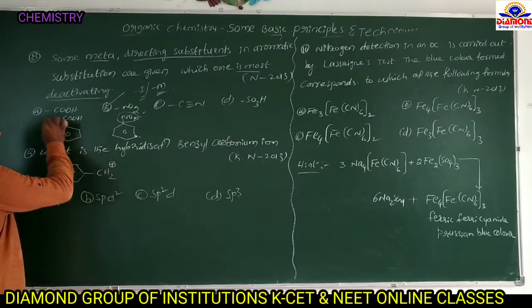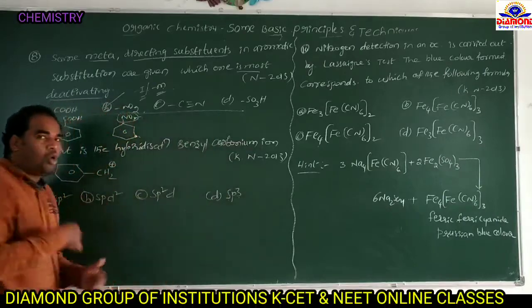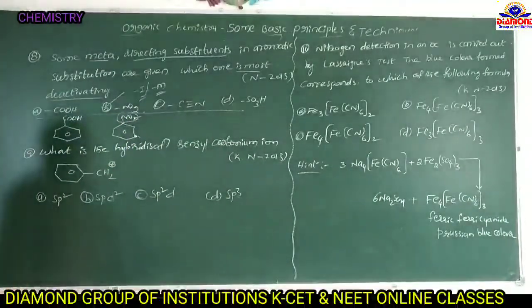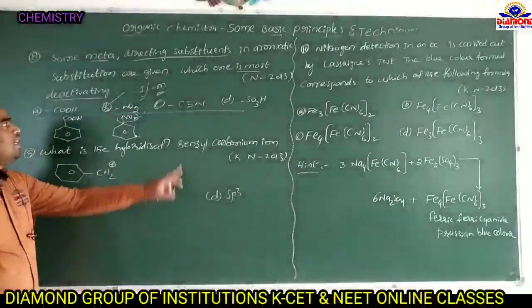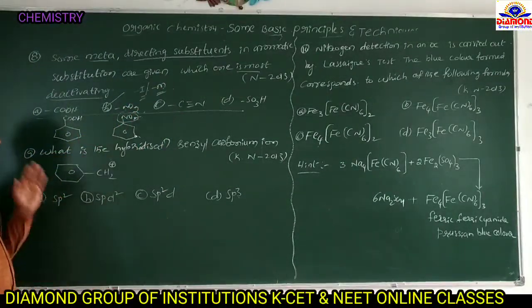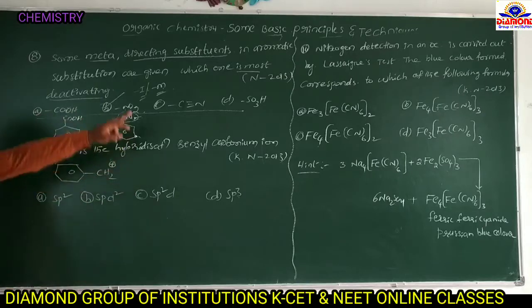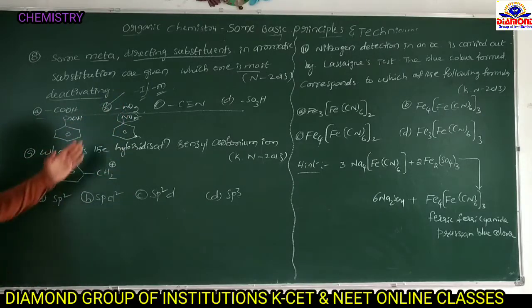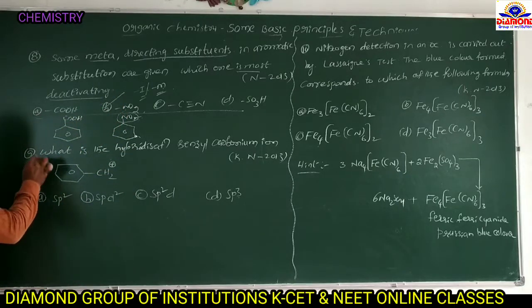Okay, right? So among these four, which one is the most deactivating and meta-directing group? NO2. What is the reason? It has minus I effect and minus M effect character. So therefore, option B. That is a NEET 2013 question. Simple answer. Next, question number 9.